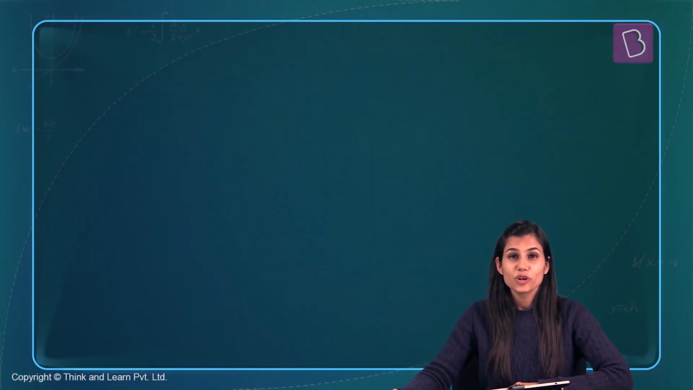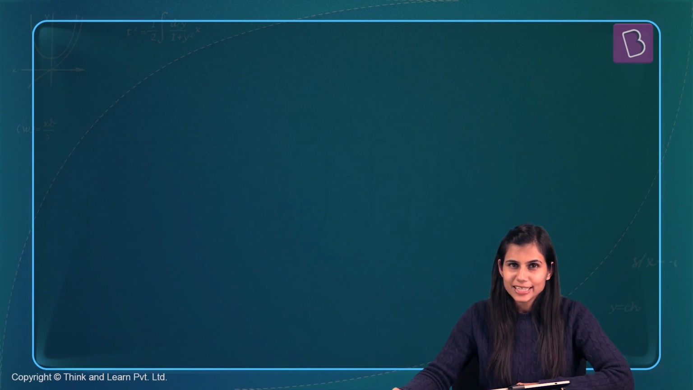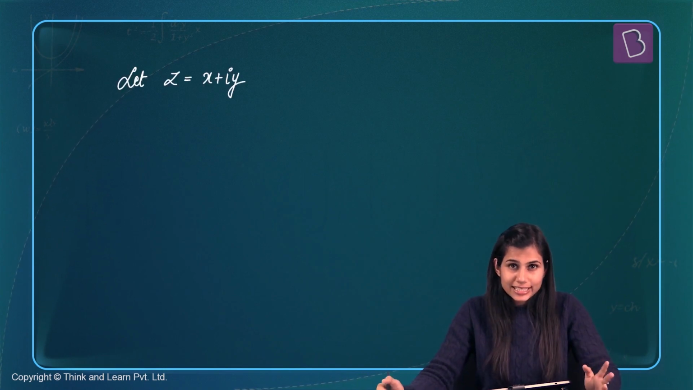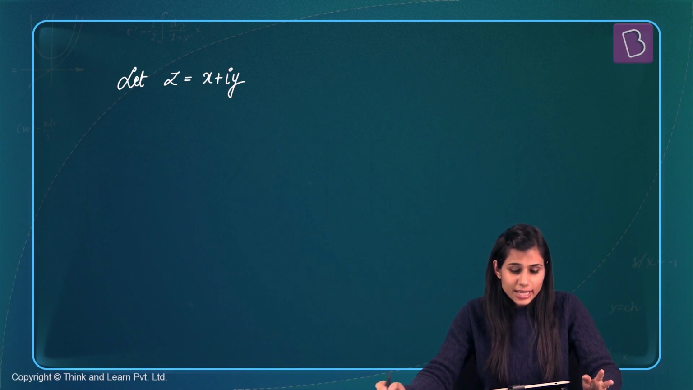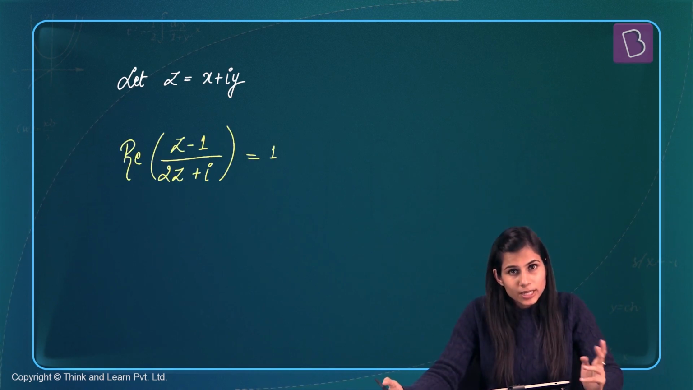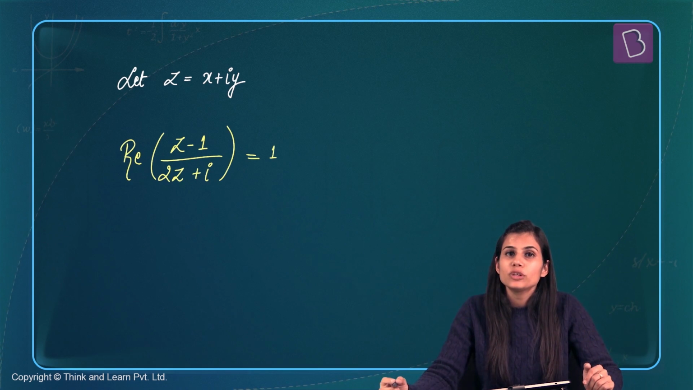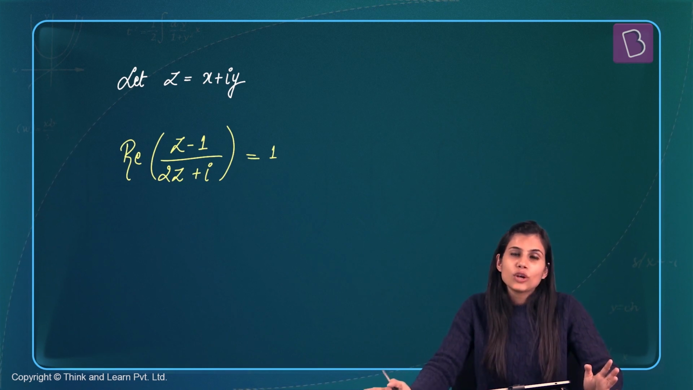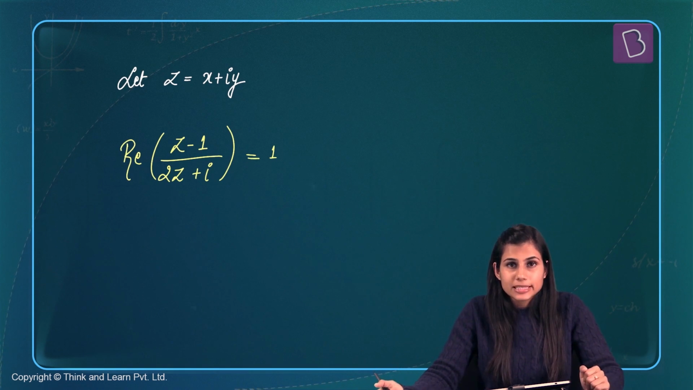Coming up next from the world of complex numbers, we have this question. It says that z is x plus iota y such that this z satisfies a condition that the real part of z minus 1 upon 2z plus i is equal to 1. Then, following this condition, find out the locus of the complex number z.